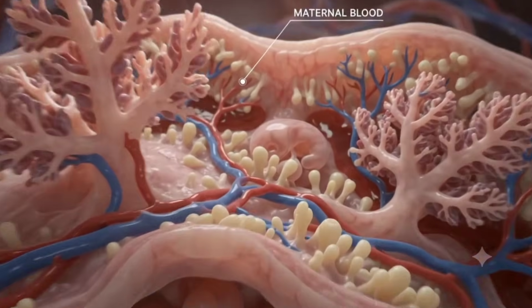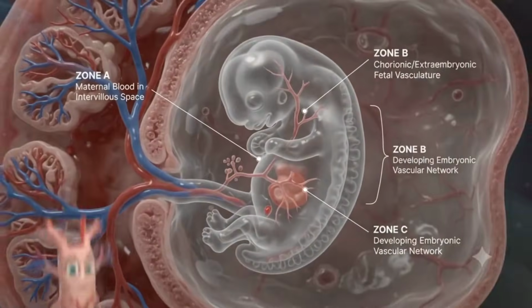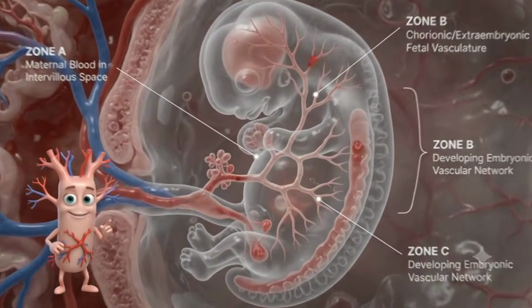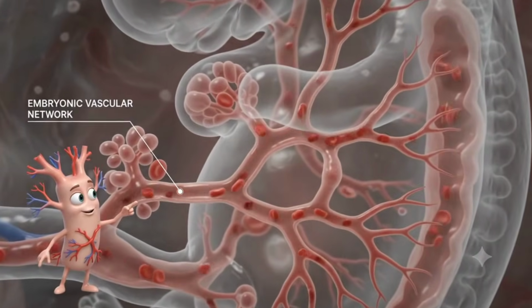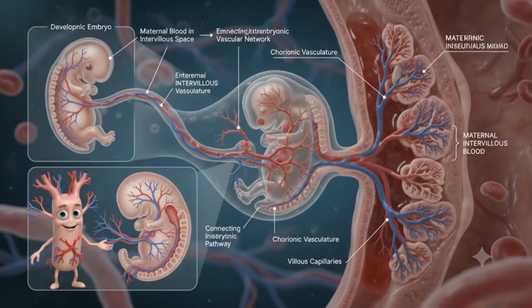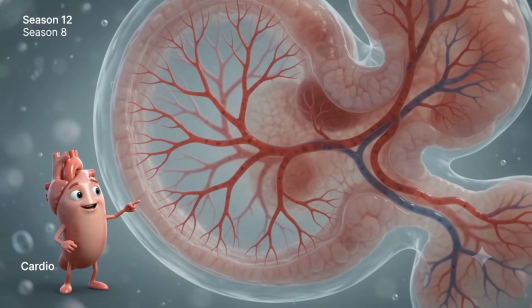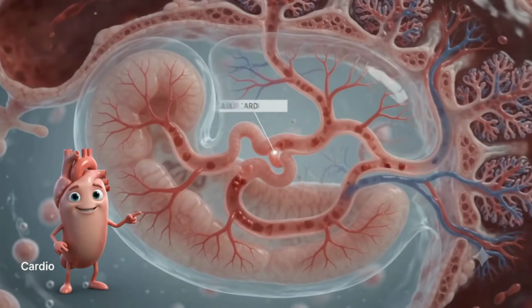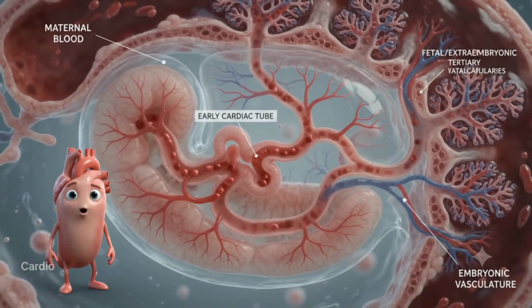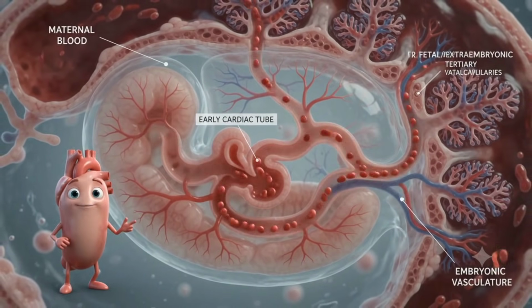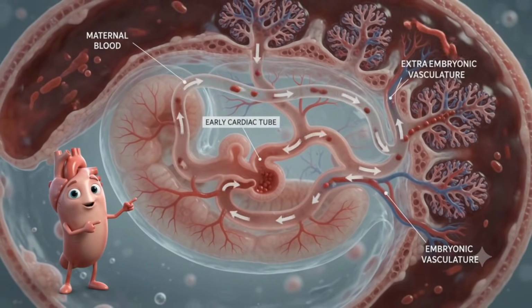As development continues, the embryo develops its own primitive vascular network. Inside the developing embryo, tiny vascular channels are organizing. The primitive vascular network is becoming more organized. An early cardiac tube is forming, helping establish a directional flow through the developing embryonic circulation.